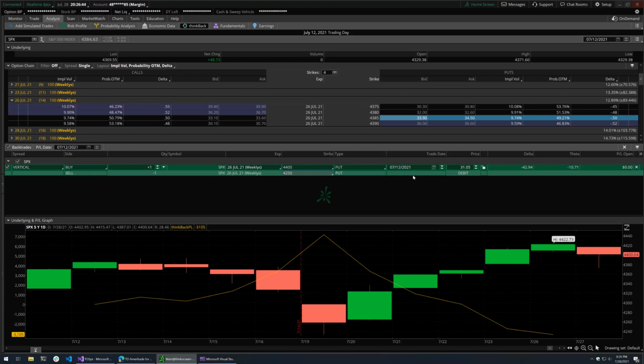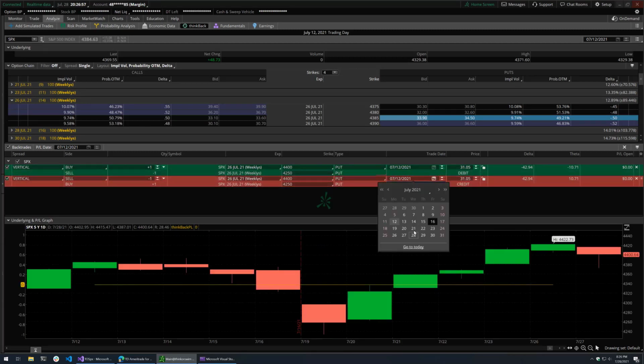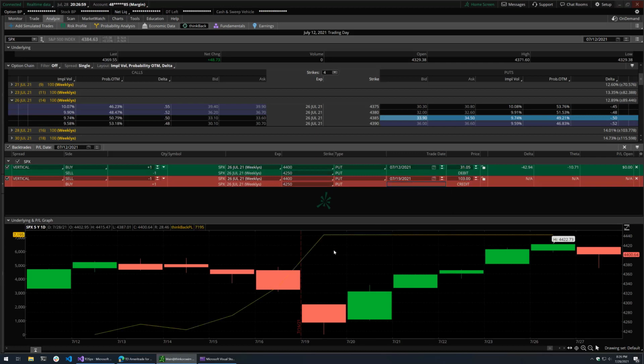Okay, and then here's the date that we're making the trade, right? So on the 12th. If we want to say, okay, on the 19th, we would like to sell this vertical, I can sell it on the 19th, and that pulls in the prices automatically. I don't have to mess with any of these other dates or anything. It's pretty nice.